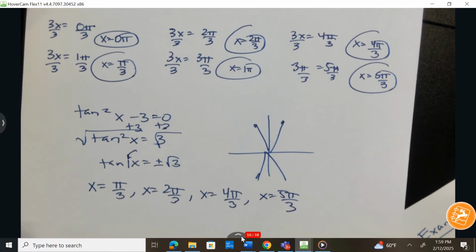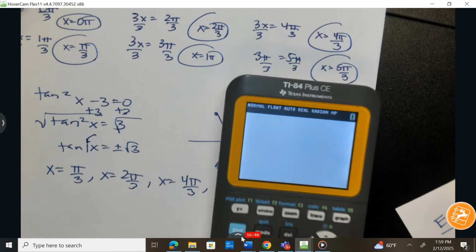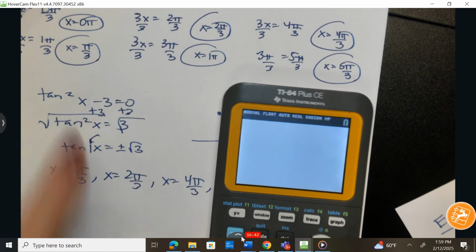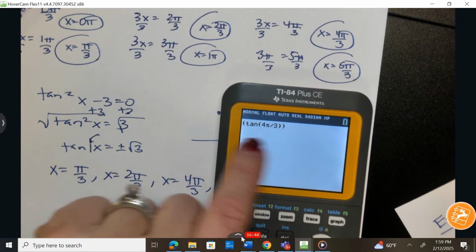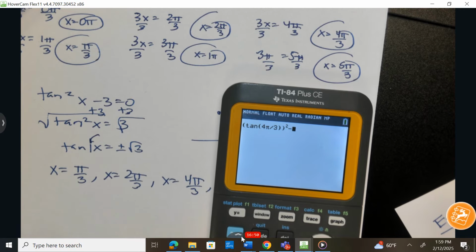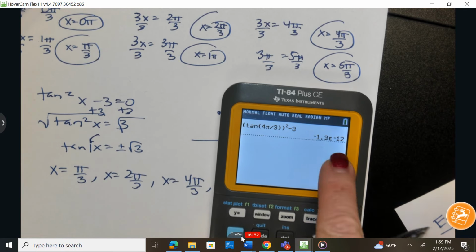How can I ensure that I did that right? Well, let's choose any one of these. Let's start with 4 pi over 3, and let's plug it in. So I have tangent. I'm going to plug in 4 pi divided by 3, make sure I'm using parentheses correctly and squaring it, and then subtracting 3. And we can see this exact same thing.